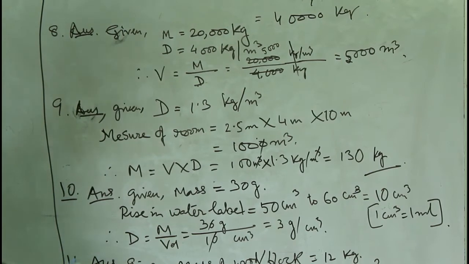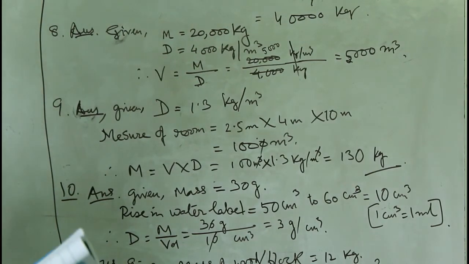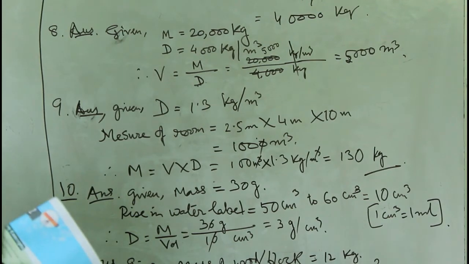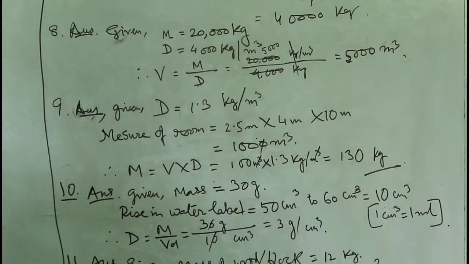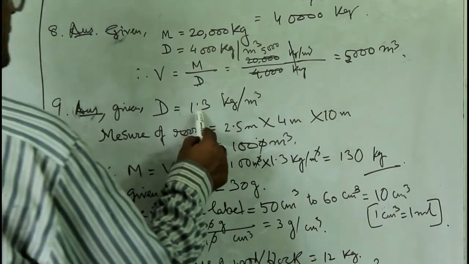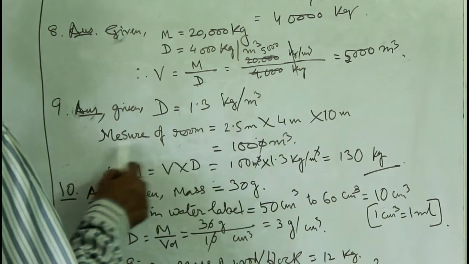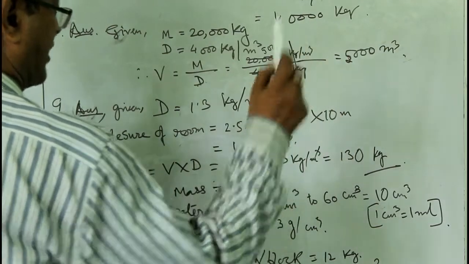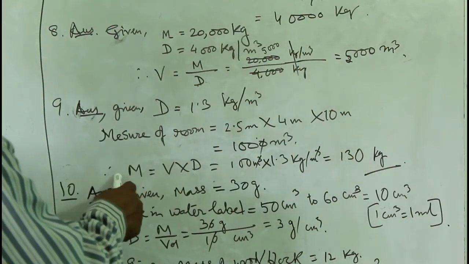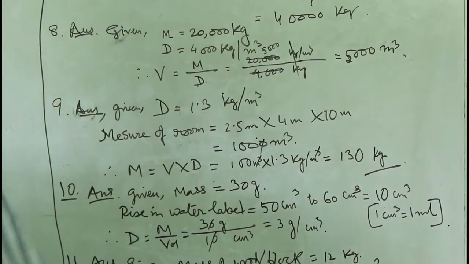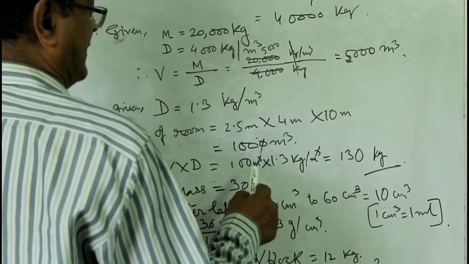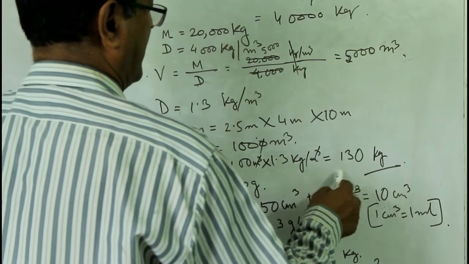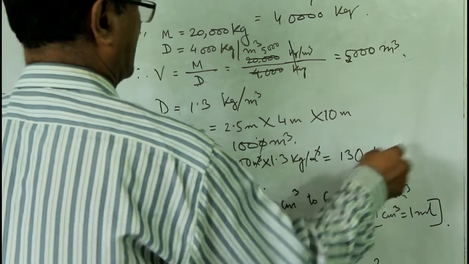Density of air is 1.3 kg per meter cube. What mass of air is contained in a room 2.5 by 4 by 10 meter? So you see, density is given 1.3 kg per meter cube. Measure of the room 2.5 meter, 4 meter and 10 meter gives you 100 meter cube. So now mass of air equals density into volume. That means 100 into 1.3 kg per meter cube, giving 130 kg.